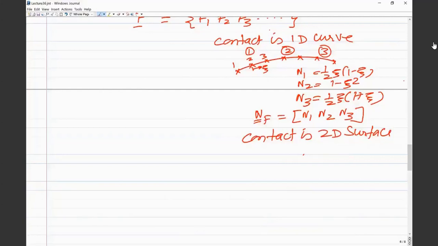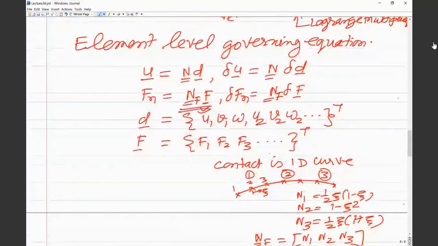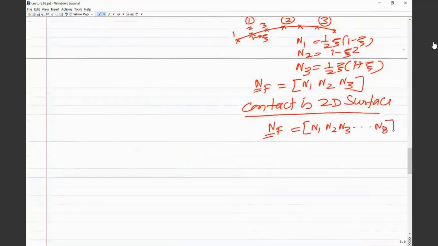Or even if the target and contactor are discretized as 2D bodies, idealized as two-dimensional plane stress or plane strain problems, but the contact is along their in-plane surfaces, then also the contact would be a 2D surface. Let us say the parent elements are discretized using 20-noded brick elements. Then the contact surface will be discretized using 8-noded elements. So in this case, Nf will be given by N1, N2, N3, up to N8, eight-noded. It depends upon the basic discretization of the problem.